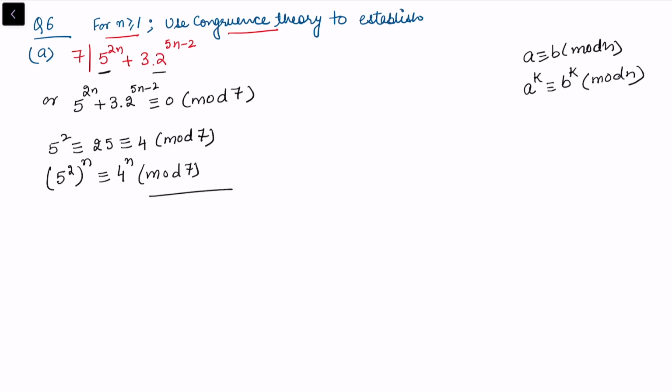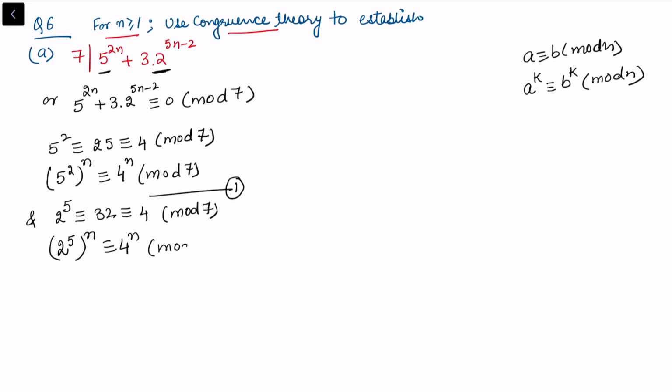Let's keep this as equation number 1. We also require some powers of 2, so we have 2 to the power 5, which is 32, and 32 is congruent to 4 mod 7, since 7 fours are 28. Again, I'm going to repeat the process: 2 to the power 5 raised to power n is congruent to 4 to the power n mod 7.